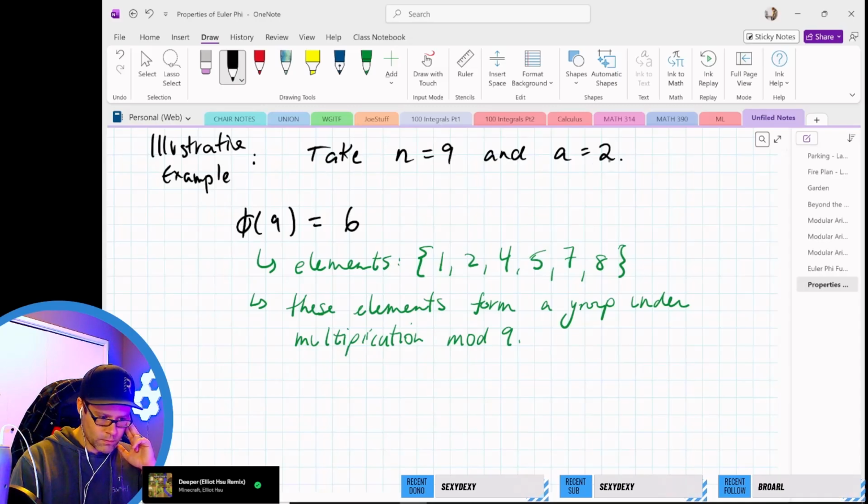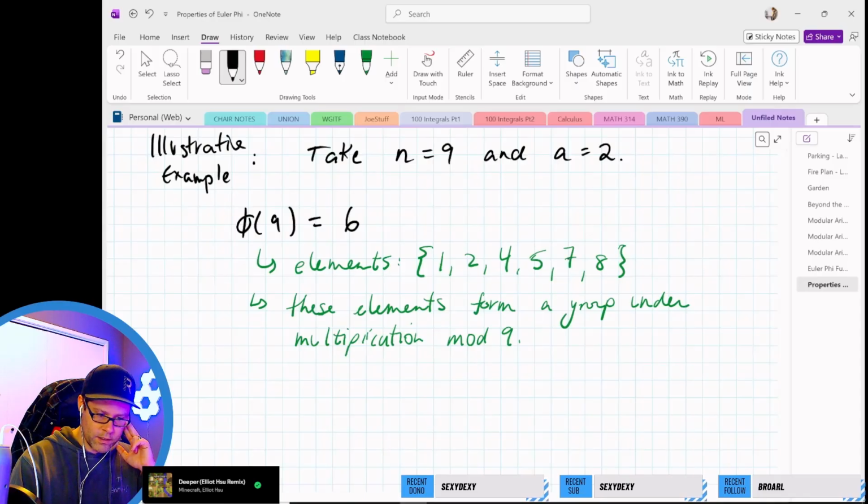But notice here, we've basically identified a, I think, as the cyclic element that's going to generate this group, right? Like 2, 2 squared, 2 cubed, 2 to the 4 is 16.